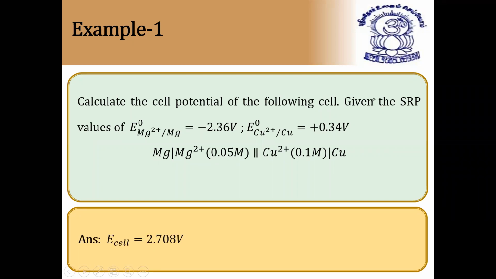E degree of cell is different. E of the cell is different. E degree of cell means standard reduction electrode potential, and E of the cell is the EMF of the cell. That is E of cell. So I hope it is clear.